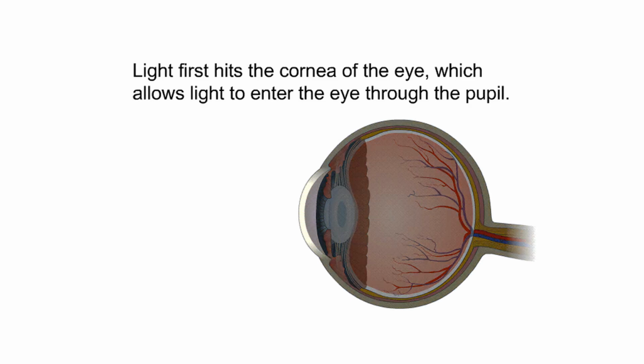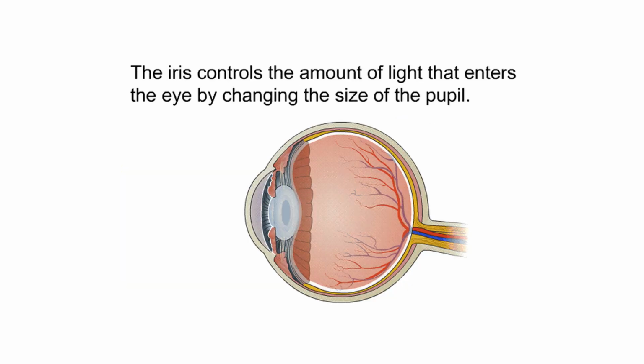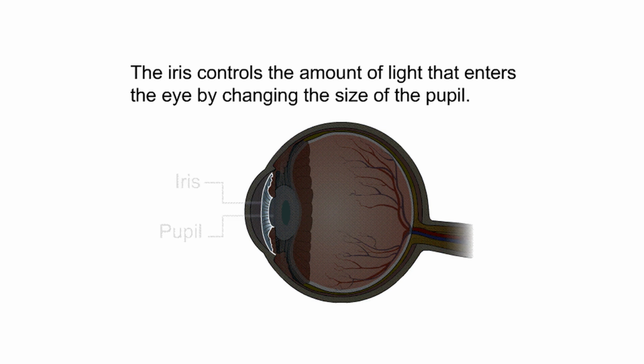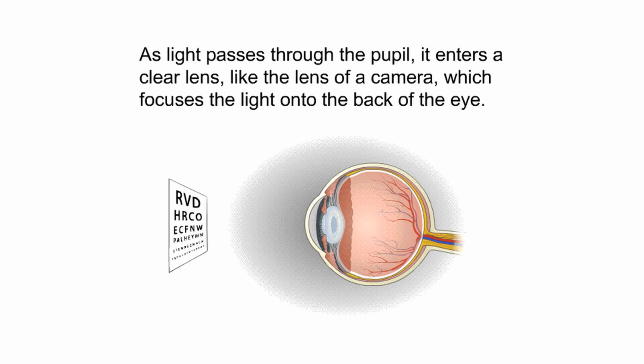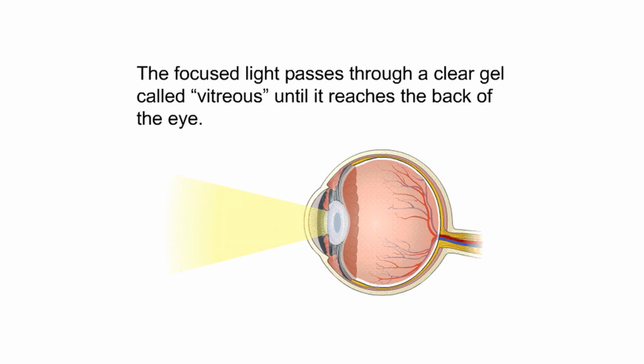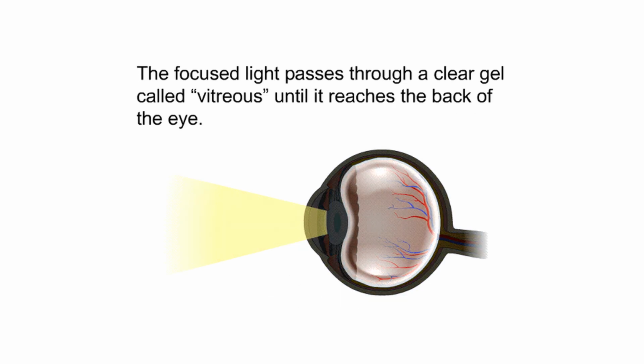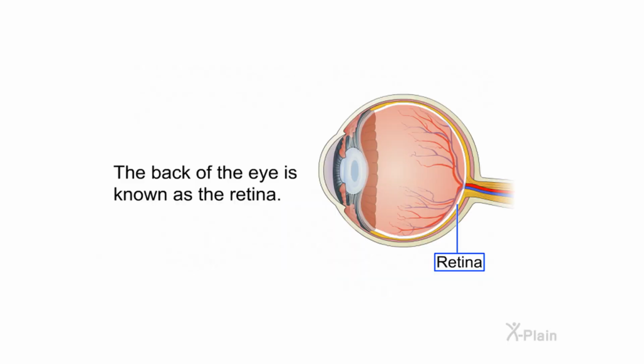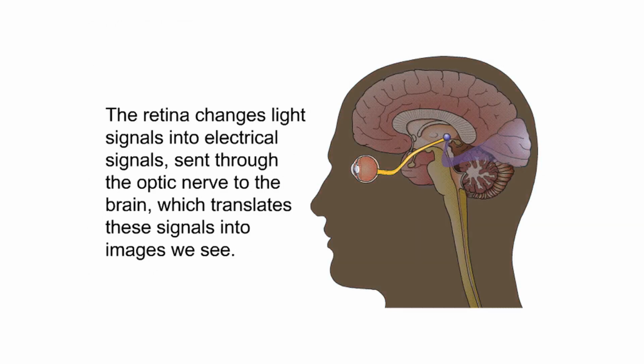How the eye works. Light first hits the cornea of the eye, which allows light to enter the eye through the pupil. The iris controls the amount of light that enters the eye by changing the size of the pupil. As light passes through the pupil, it enters a clear lens like the lens of a camera, which focuses the light onto the back of the eye. The focused light passes through a clear gel called vitreous until it reaches the back of the eye. The back of the eye is known as the retina. The retina changes light signals into electrical signals sent through the optic nerve to the brain, which translates these signals into images we see.